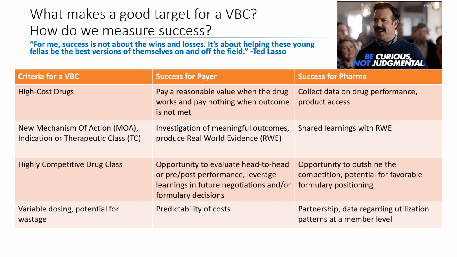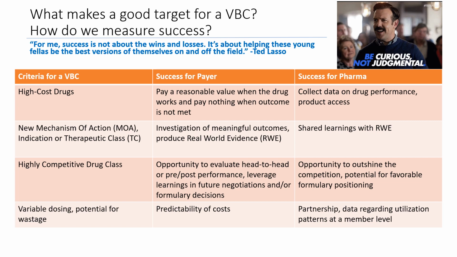So how do we figure out which drugs we want to do a VBC, and how do we measure success for the payer and for the pharmaceutical manufacturer? So first of all, high-cost drugs are a perfect target for VBCs because we want to pay a reasonable value when the drug works, and we hope, our goal as a payer would be to pay nothing if it doesn't work. And pharma is able to collect data on drug performance, and they also can get product access. So that means they can get access to the formulary.